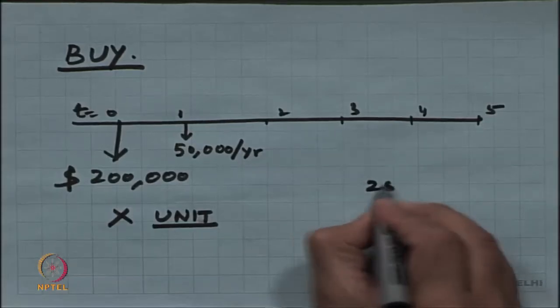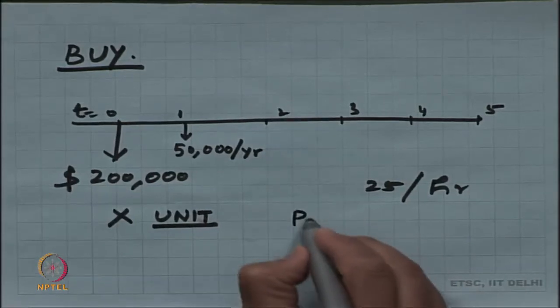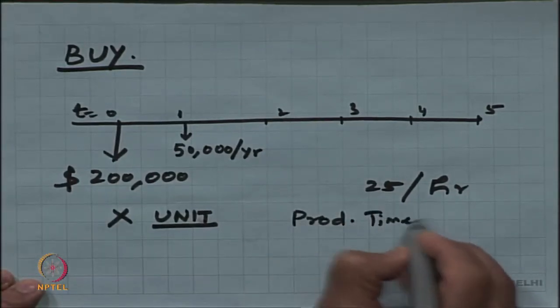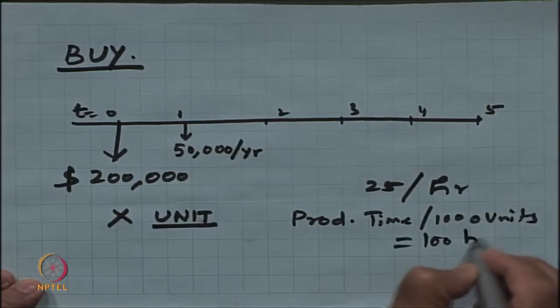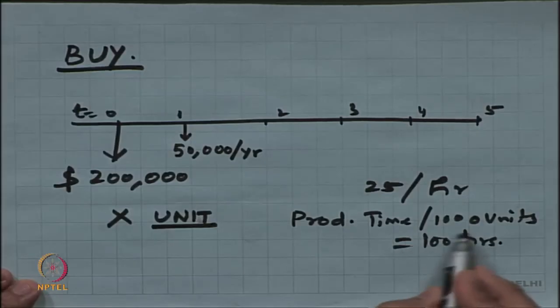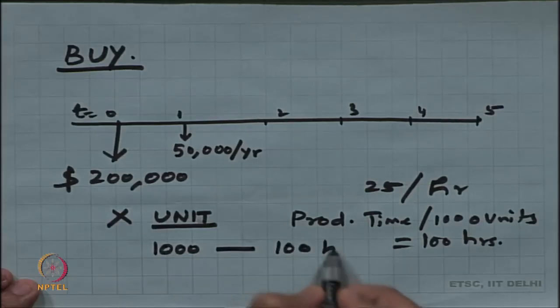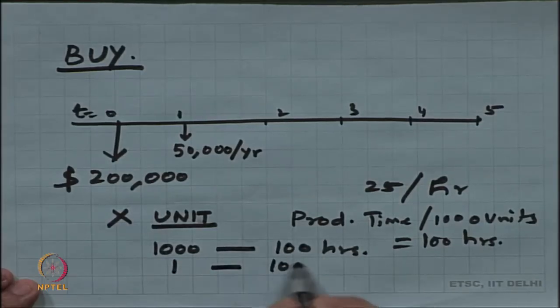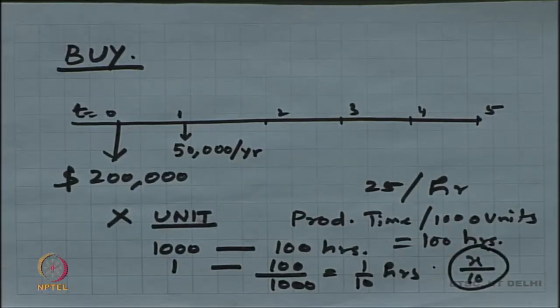So, it is 25 per hour, and it is also given that production time per 1000 units is 100 hours. So, that means 1000 units are produced in 100 hours. So, 1 unit I can produce in 100 by 1000 hours, so it is 1 by 10 hours. So, X units I can produce in X by 10 hours.